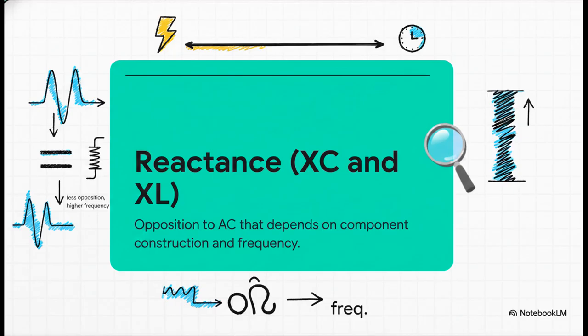For a capacitor, a higher frequency means less opposition. But for an inductor, a higher frequency means more opposition. The frequency of the wave entirely dictates how hard the component pushes back. And this precise frequency-dependent behavior, that is exactly how radio tuners can filter out thousands of unwanted stations to lock on to just one specific broadcast signal.